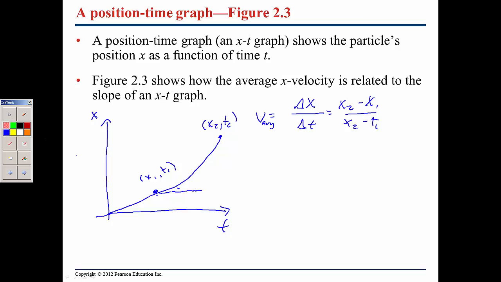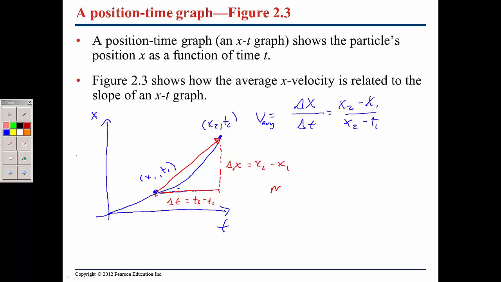And if I were to draw a line from here to here, then this would be my change in time, or my time 2 minus time 1. And this right here would be my change in x, or my x2 minus x1. So my average velocity would be this vector that I drew right here.